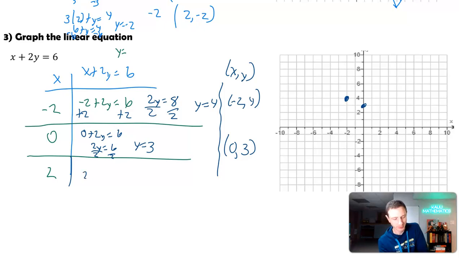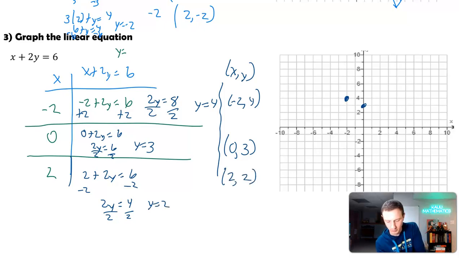And the x value of 2. So 2 plus 2y equal to 6. Subtract 2. 2y equals 4. Divide by 2. y is equal to 2. So the pair there is (2, 2).